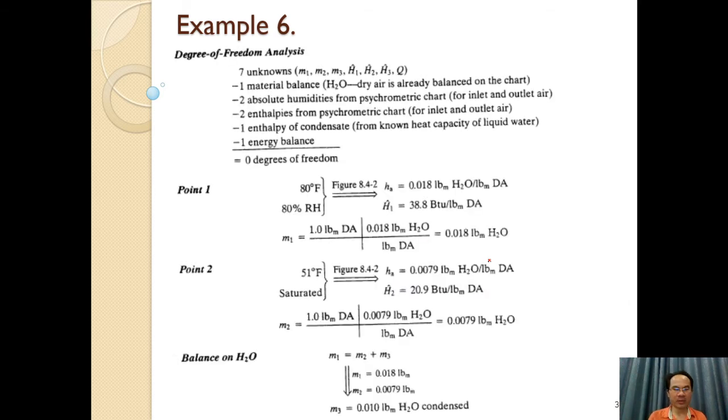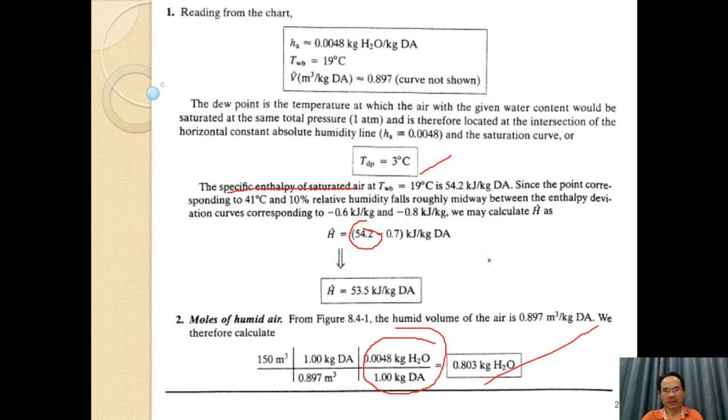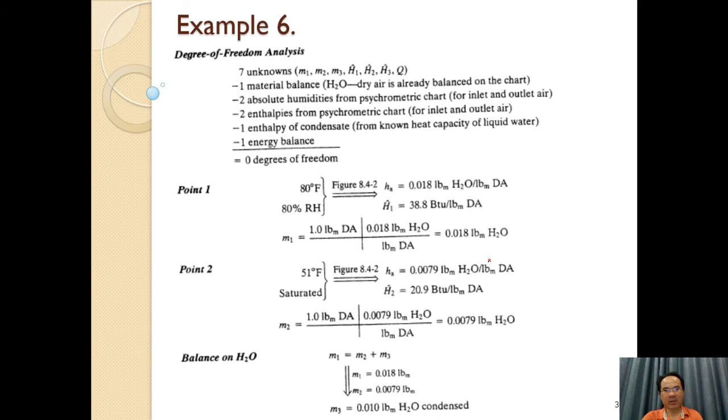Okay, the first step, you have to check the unknowns. We have M1, S1, M2, S2, M3, T, and Q. We have 7 unknowns. We have one material balance because for this system we have water and air. You call it the humid air balance. That's right. And we have two absolute humidities from the psychrometric chart, input and output. We know the enthalpy from the psychrometric chart, input and output. You know the enthalpy of condensate from the known heat capacity of liquid, and you know the energy balance. You get 0 degrees of freedom. The first step, you have to check the property.